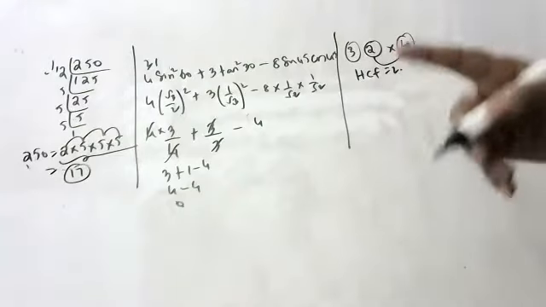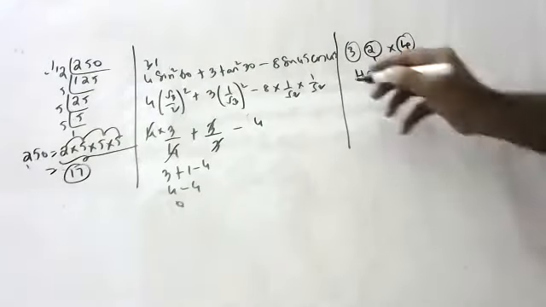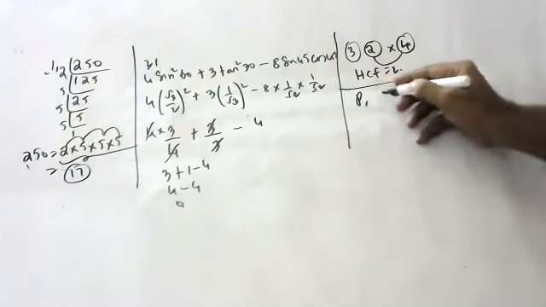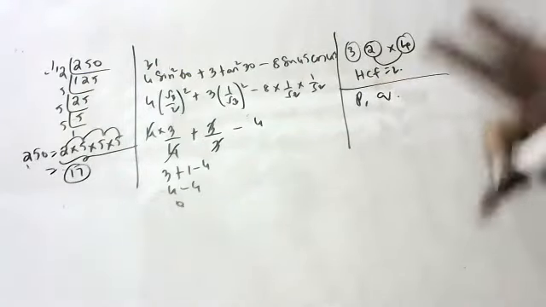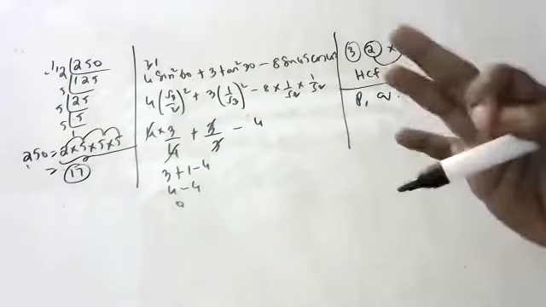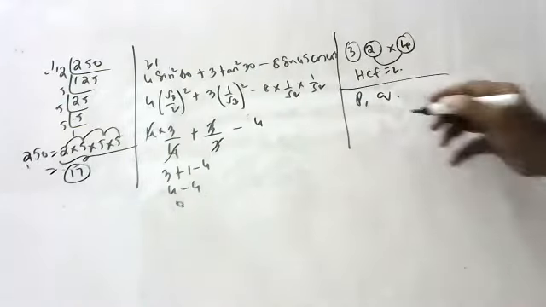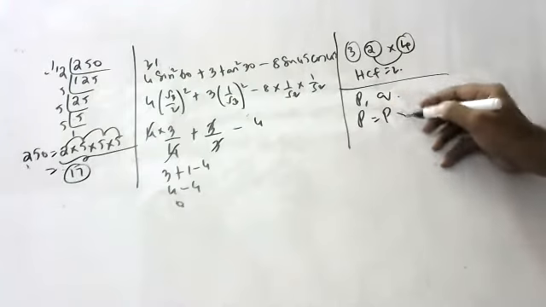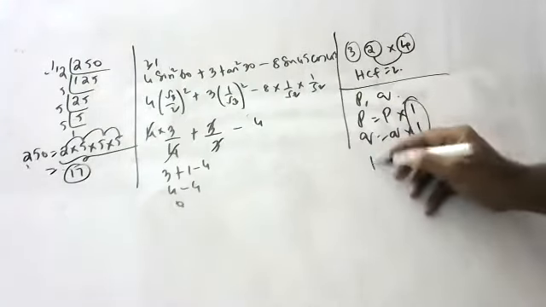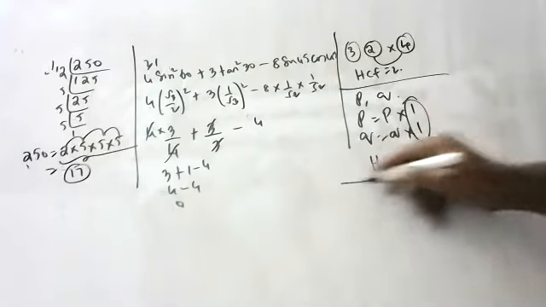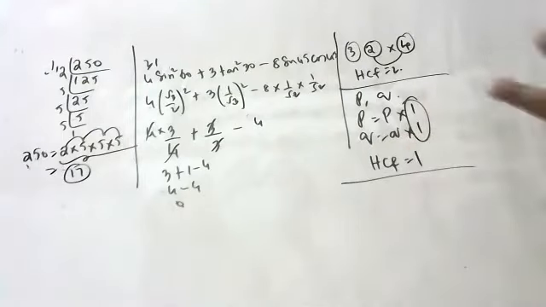And if P and Q are two consecutive natural numbers, what is their HCF? Two consecutive natural numbers, children, what is the HCF? 1, sir. Okay, very good. So the HCF is 1. Two consecutive natural numbers will have 1 as their HCF, children. Okay, next one.